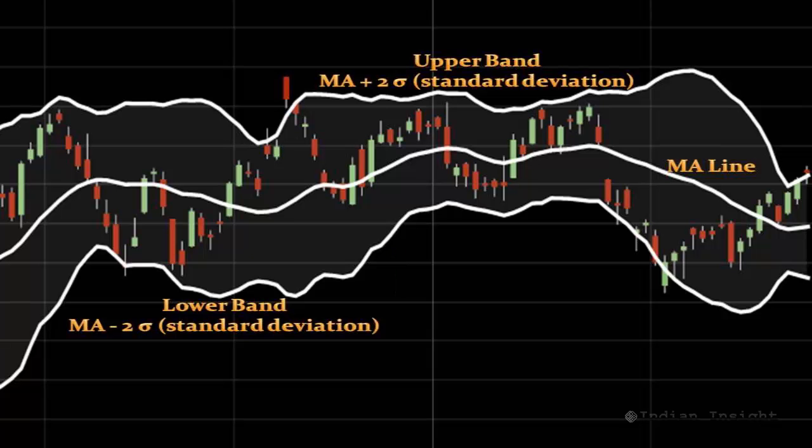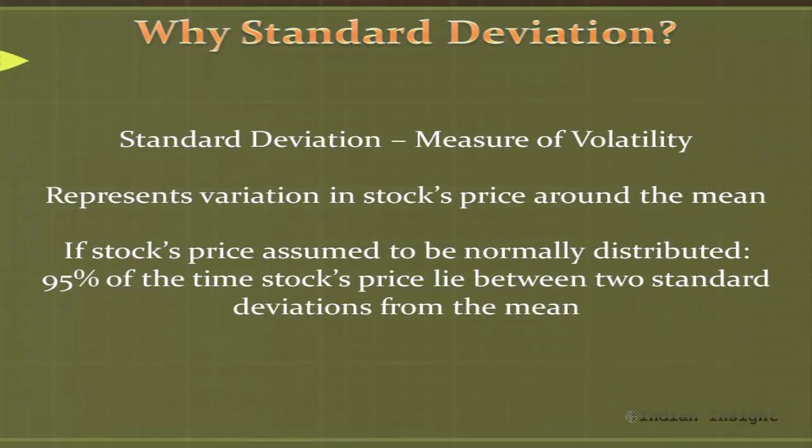Now you might naturally ask, why is standard deviation used to create these two bands? Standard deviation is a measure of volatility in the prices of a stock. Hence, it reflects the variation in stock's price around the mean. If the stock's price were assumed to be normally distributed, then a range of two standard deviations from the mean reflects the range where the stock's price would lie 95% of the time.